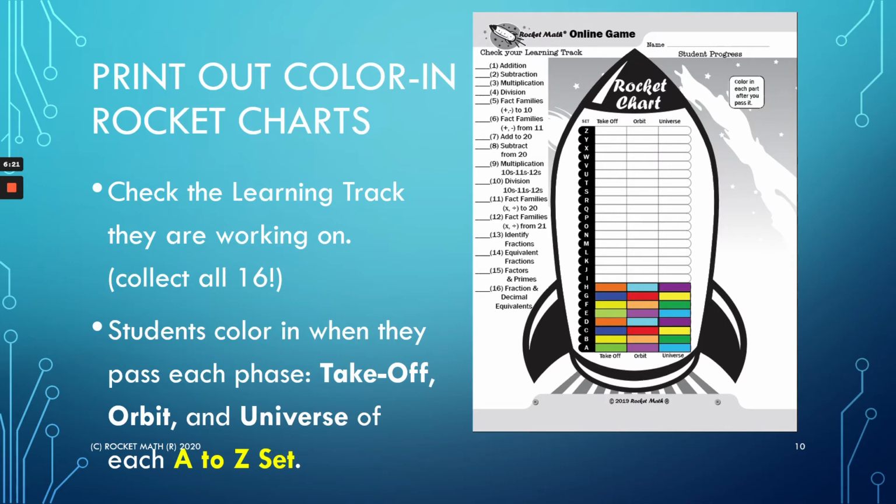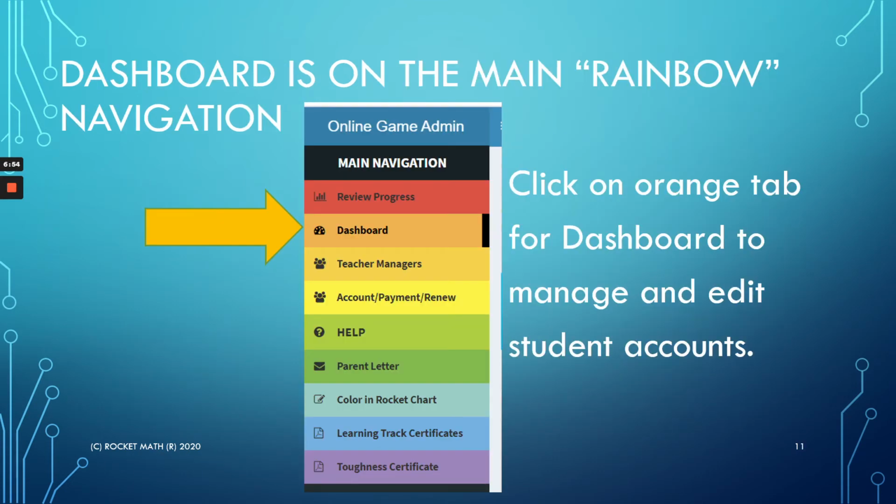And they would be much the better in math for it. Now, in each A to Z set, there's 3 phases: the takeoff phase, the orbit phase, and the universe phase. And at the end of each one, students can stop and color that in if they'd like, or do it at the end of their session, however far they got. But you want to give them the time to savor this achievement by coloring it in. It's important. And you want to be impressed by their progress because they're working hard to get there.